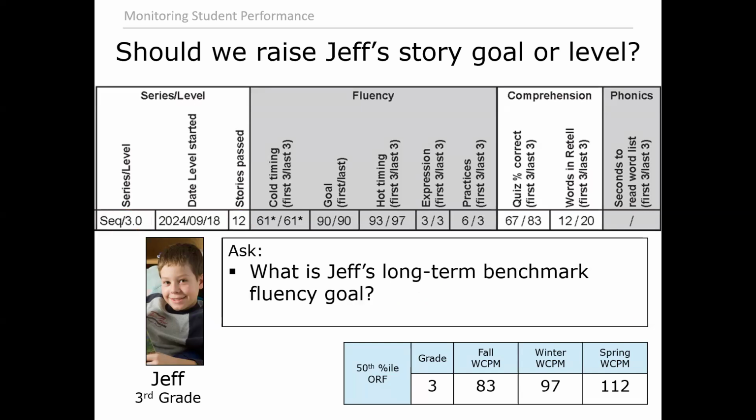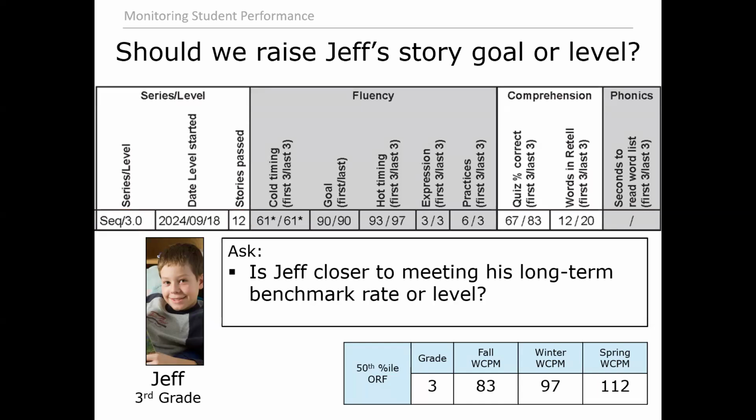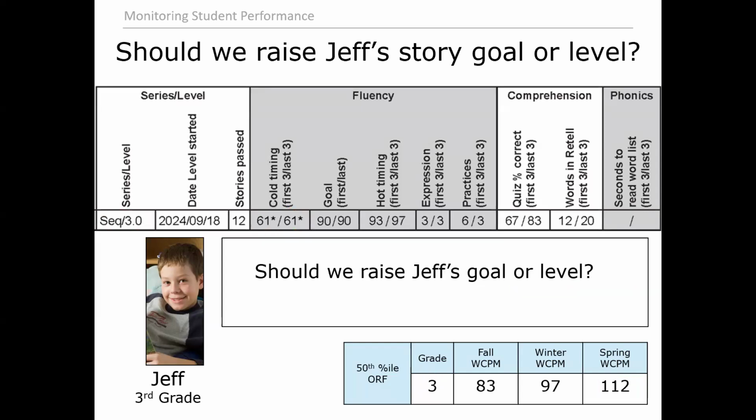So the long-term goal for Jeff is 112 words correct per minute. He's only reading 61. He's a third grader in 3.0, so he has to almost double his cold timing score. Plus, this is his timing score without you, so it's maybe a little higher than that if you were with him. But he's reading at grade level, so he's much closer to level.